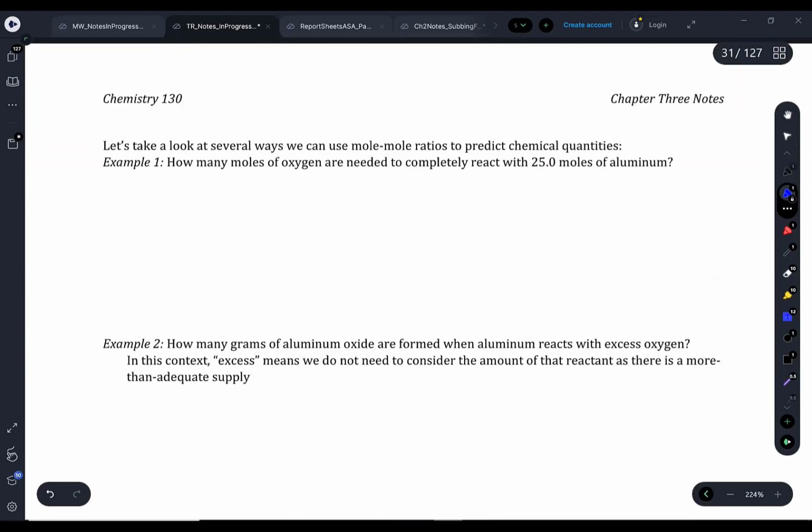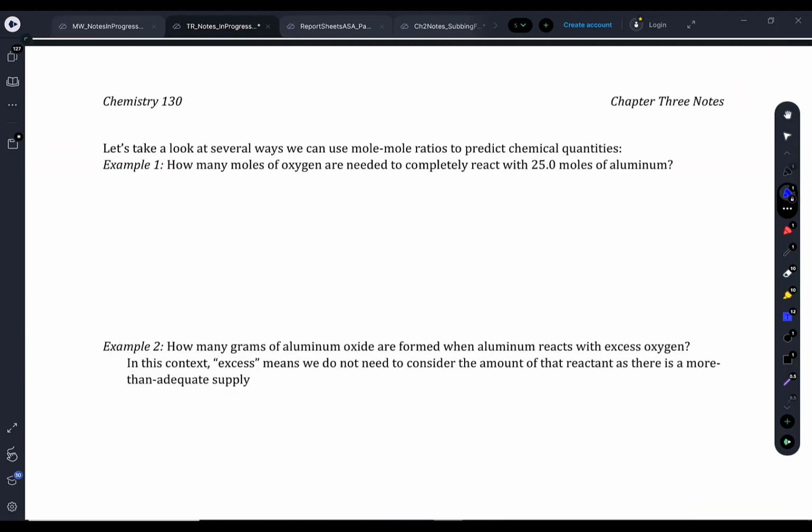So let's do several problems here. Some of these will be very simple, and some of them will get a little more complicated. And I'm going to assign a lot of these for you to do on your own.